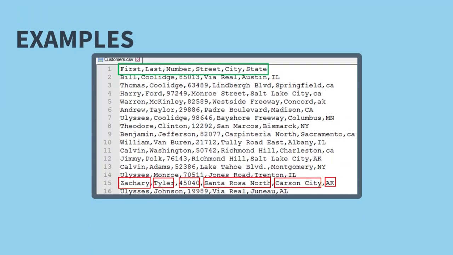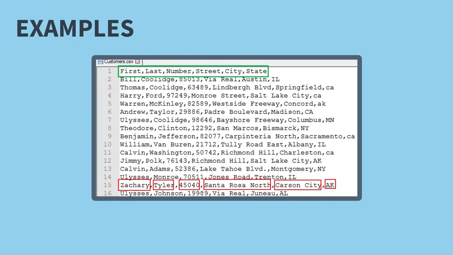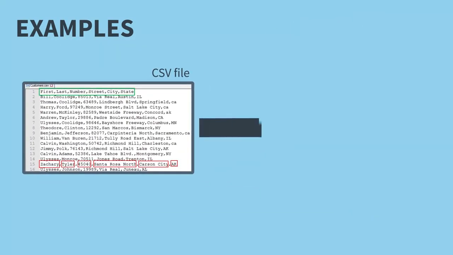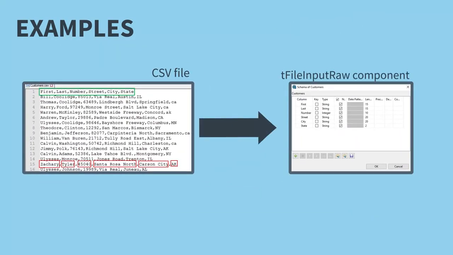Here are a couple of examples of schemas used to define the structure of flat files. In the first example, each heading in the top row of the CSV file has been added as an item of an appropriate type in the schema. This schema could then be used by a tFileInputRaw component to process the data.